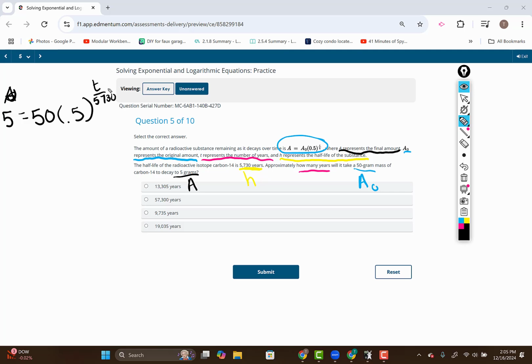Okay, so first off, I recognize this is almost exponential form. This is almost in this format right here. But it's not because we got this coefficient of 50 we need to get rid of first. So I'm going to divide both sides by 50. Those are going to cancel out. We're going to be left with, we can write this as a decimal because it terminates, it ends. It's not a decimal that keeps going on forever. So it's 0.1 equals 0.5 raised to the T over 5,730 power.